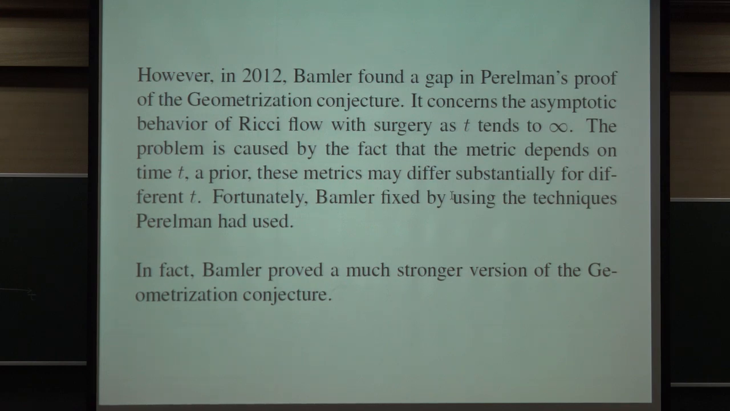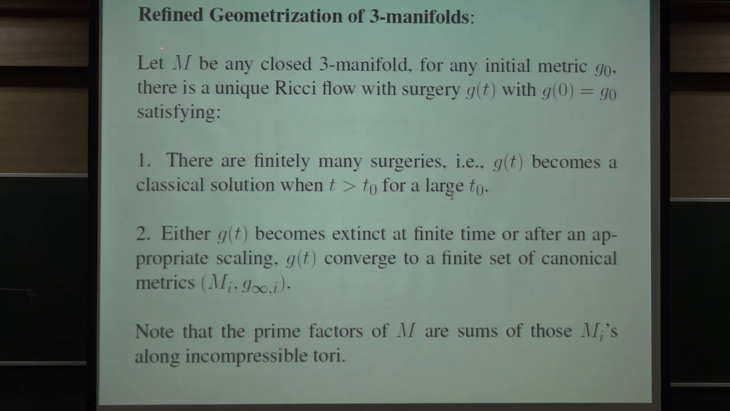So it concerns asymptotic behavior, but anyway, this gap was fixed by Bamler himself, and actually he proved a much stronger version of the geometrization conjecture, as I mentioned yesterday. So today I will make it more precise. Let M be any closed three-manifold. For any initial metric, there is a unique Ricci flow with surgery. Unique means the solution is uniquely determined by the previous one, even though they are on different manifolds. So even through a surgery.